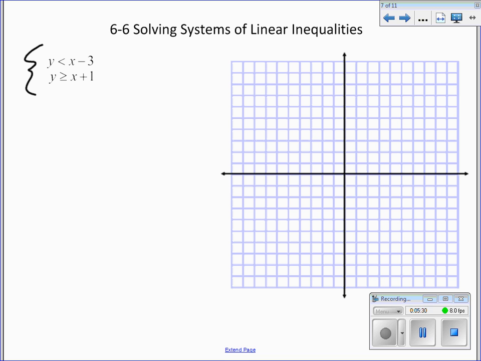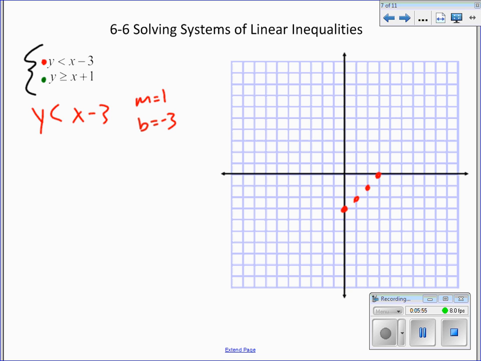We won't spend as much time because I think you understand the concept of the solution now. We'll start with the first one. We'll do that in red. y is less than x minus 3. Our slope is 1, and our y-intercept is negative 3. So we're going to go up 1 over 1, up 1 over 1. We now have our points graphed.